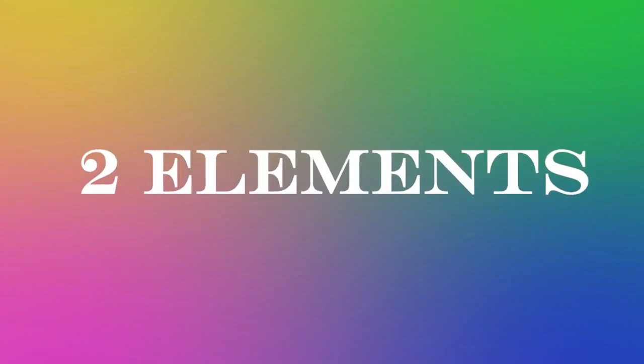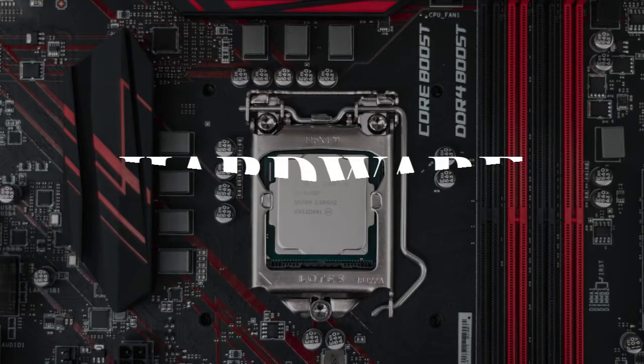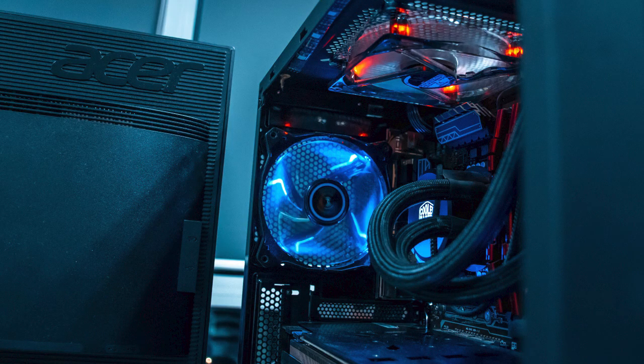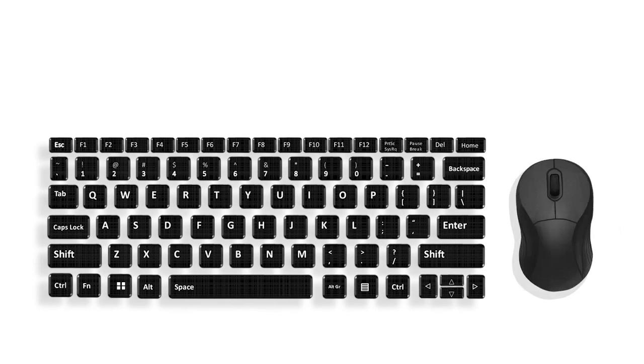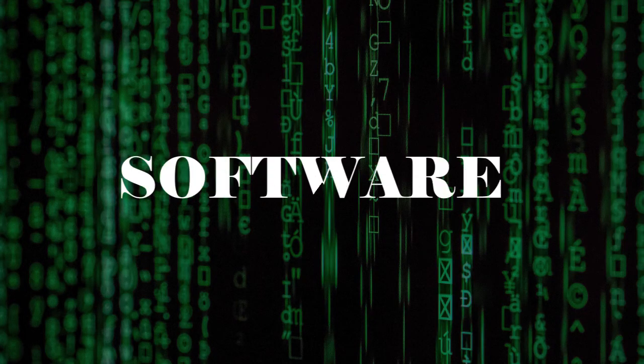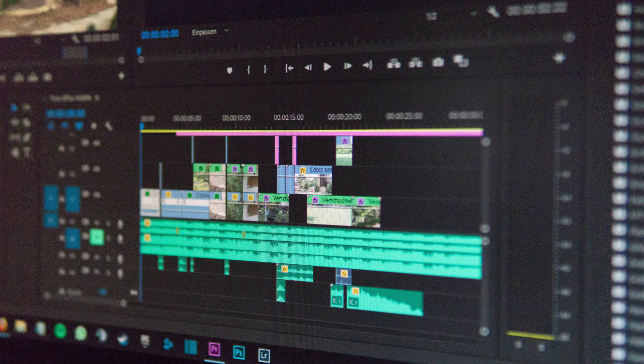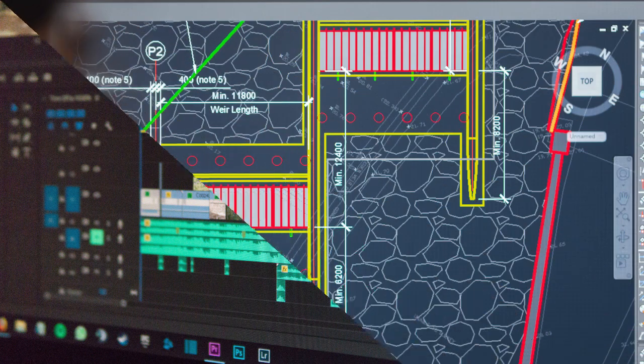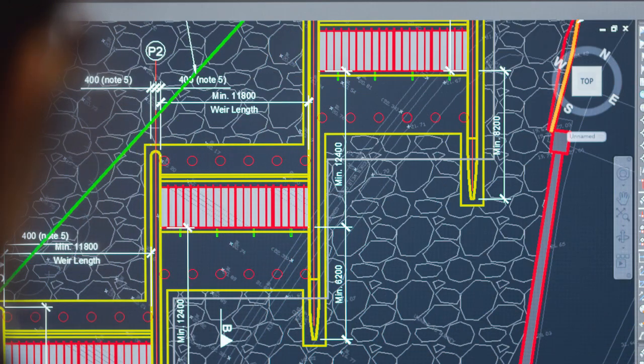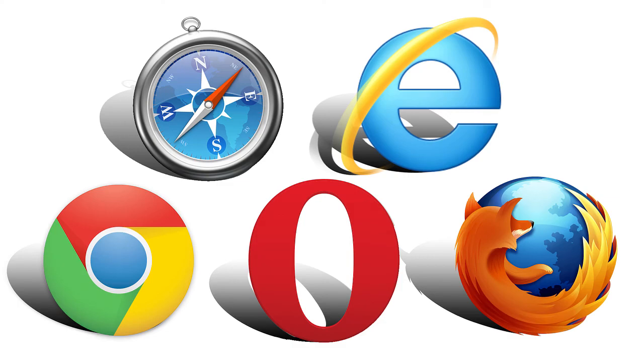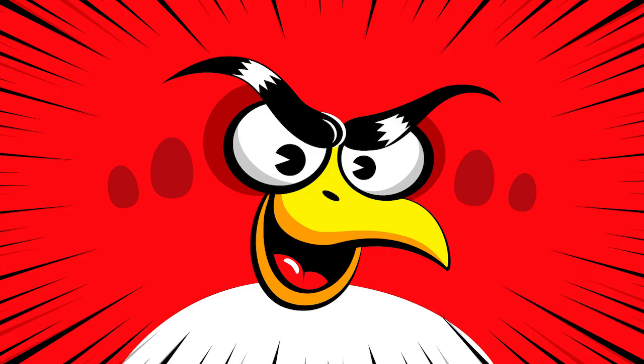Let's look at two elements of computers that are general: hardware and software. Hardware. Hardware is any physical component of your computer, such as the keyboard or mouse. It also contains all of the computer's internal parts. Software. Software is any set of instructions that tells the hardware what to do and how to do it. Examples of software include web browsers, games, and word processors.